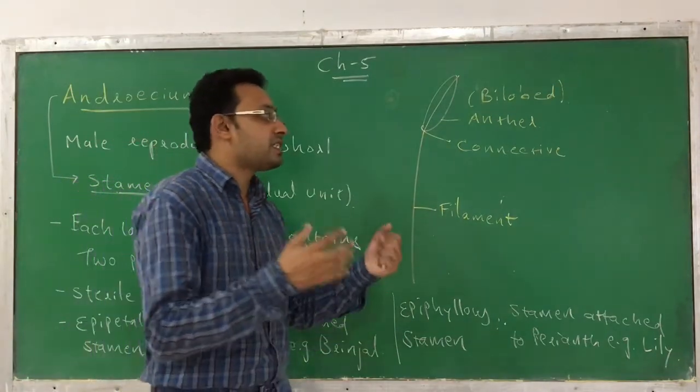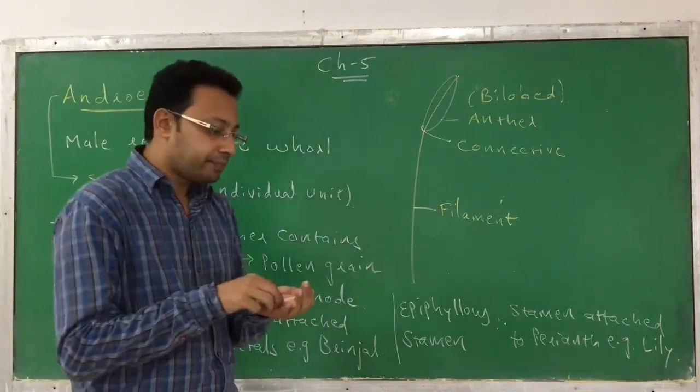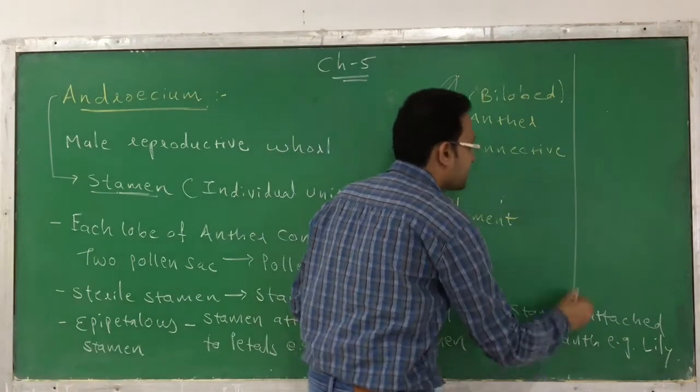The stamens which are present in the Androecium may be of two types. Either these stamens exist in two forms.